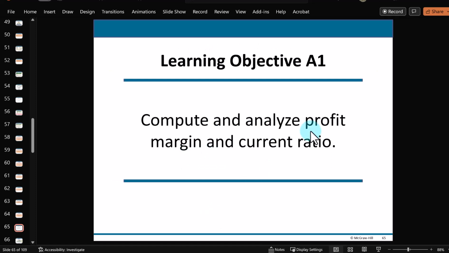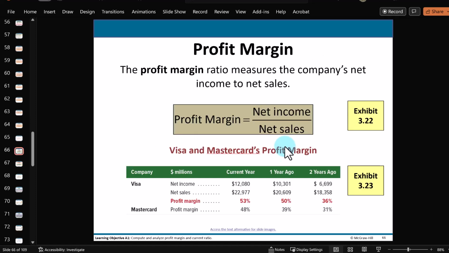Trying to calculate something called a profit margin and current ratio. So a profit margin is a statistic to determine, of course, the profitability of a company. And here you can see we have a couple companies' profit margins for Visa and MasterCard. They're in the same credit card industry. And you can see how this is pretty big, 53% and 48%. Bigger the better. Also, you can see the trend here compared to previous years. Are they getting better or worse? Again, higher the better. Bigger the better between companies.